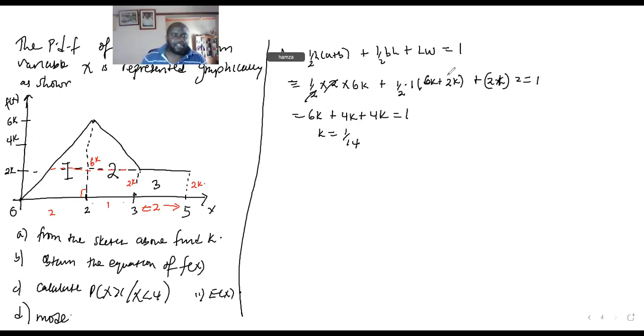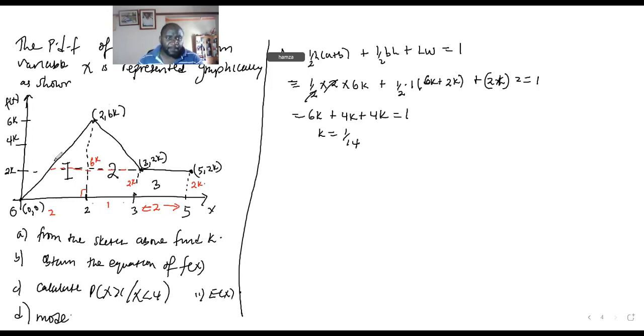Now, my friend was asking about the previous number, how I got the different values. You do not understand the entire number. Now look here. First, identify the points we have. The origin has a point 0, 0. This point up here has coordinates of 2, 6K. This one has coordinates of 3 and 2K. Lastly, this one has coordinates of 5 and 2K.